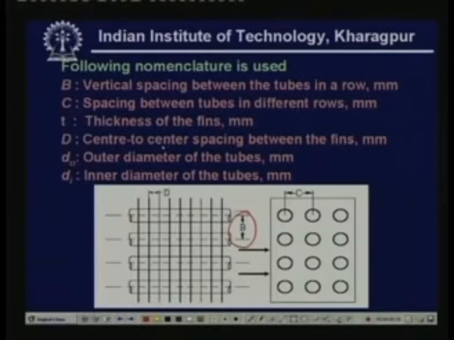And C is the spacing between tubes in different rows. That means in the side view, this is the center to center distance between two adjacent rows. Okay, that is C. And t is the thickness of the fin. Okay, this is t. And D is the center to center spacing between the fins. That is this. And D naught is the outer diameter of the tube. Okay, that means this is D naught. And Di is the inner diameter of the tube. That means this. Okay, so this is the nomenclature we use.